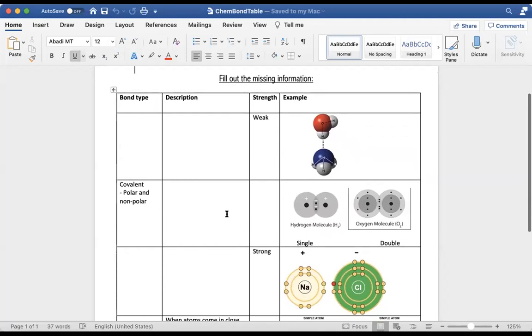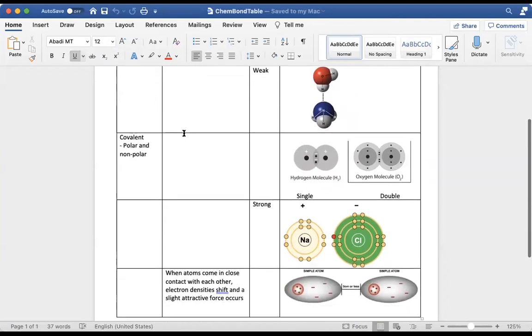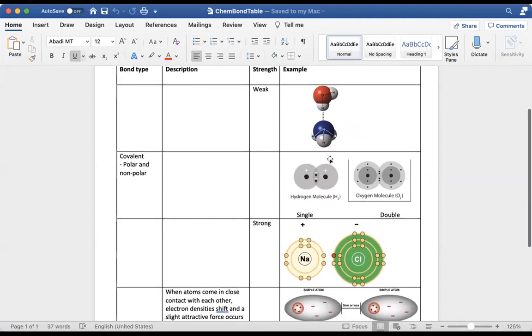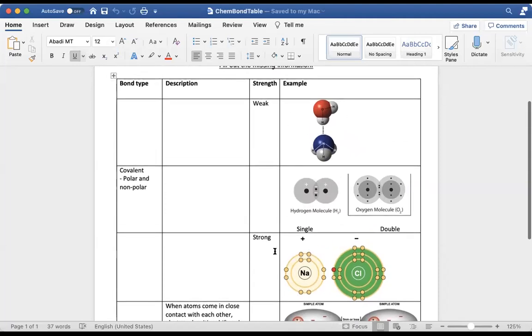Here you can see there are 4 different rows, basically one for each of the bond types. I've filled in some of the information and given you pictorial examples of each one. So I'll wait for you to download that, and then I'll split you into breakout rooms, and you can at least fill out a few of the rows with each other and then finish it on your own.